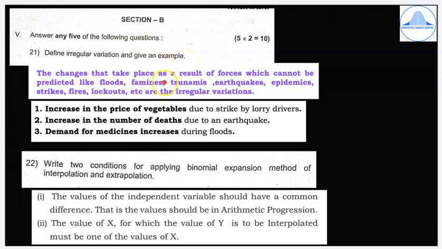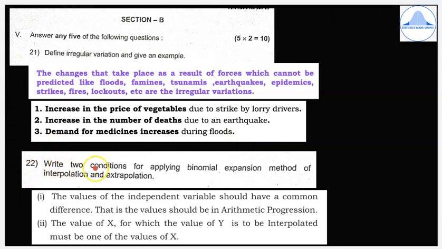So the changes that take place in a time series as a result of forces which cannot be predicted, like floods, famines, tsunamis, earthquakes, epidemics, strikes, fires, lockouts, etc., are the irregular variations. Some of the examples can be increase in the price of vegetables due to strike by lorry drivers, increase in the number of deaths due to an earthquake, demand for medicines increases during floods.